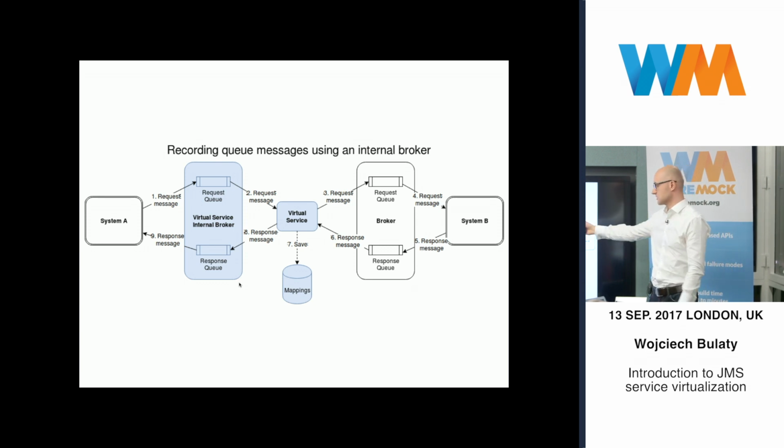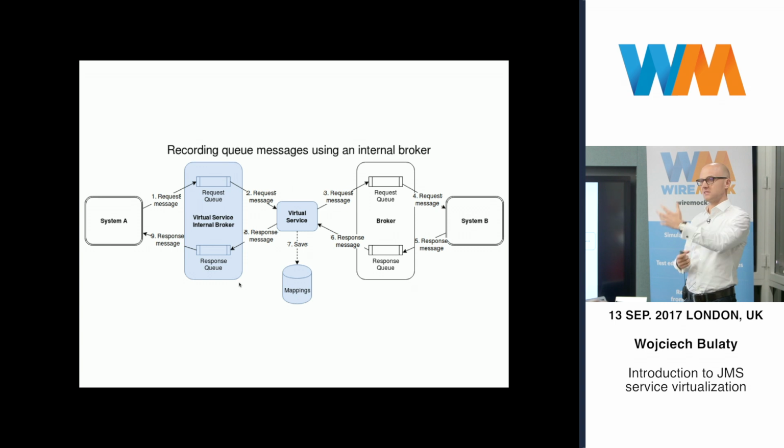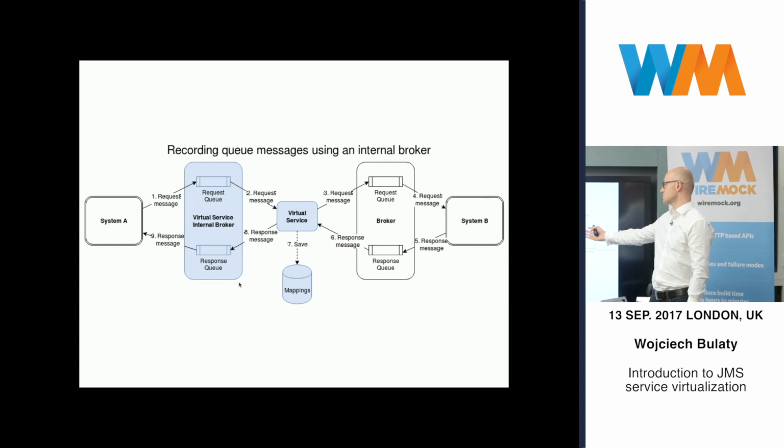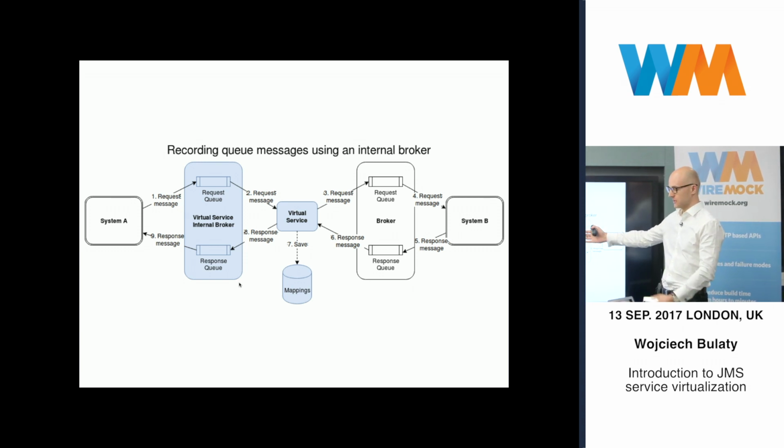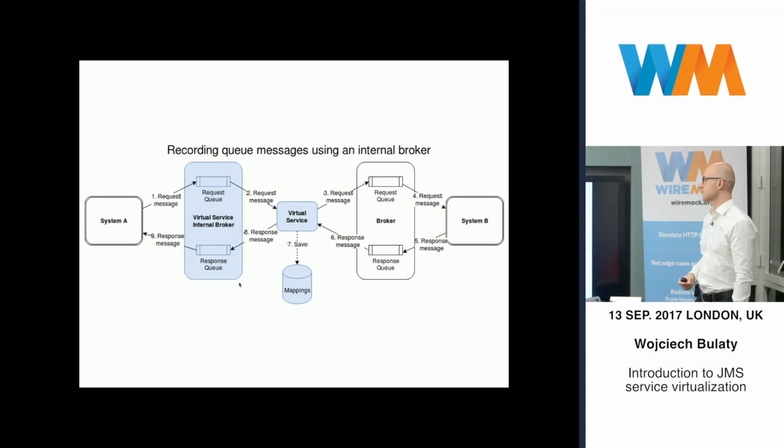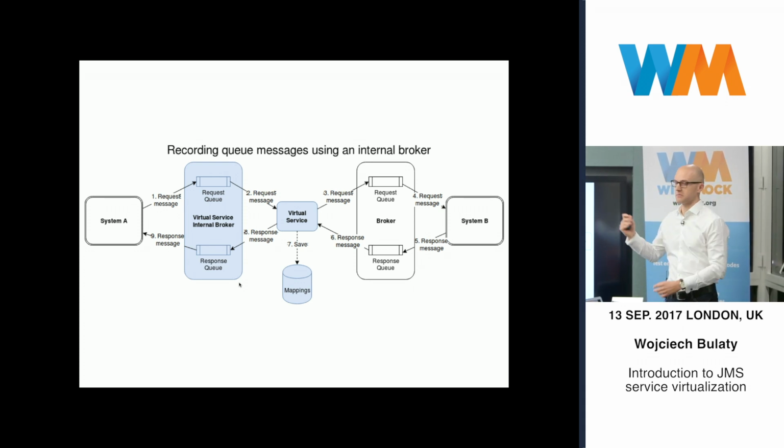So arrow number 7 creates a mapping for this type of request. I'm going to be producing these types of responses. That is what I have seen. And then it forwards the same message to the virtual service broker, which is arrow number 8. And then system A consumes that response message, arrow number 9.